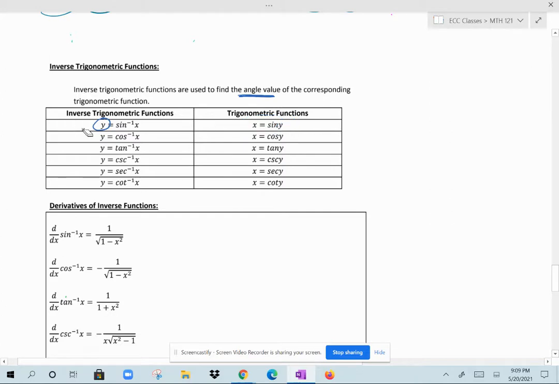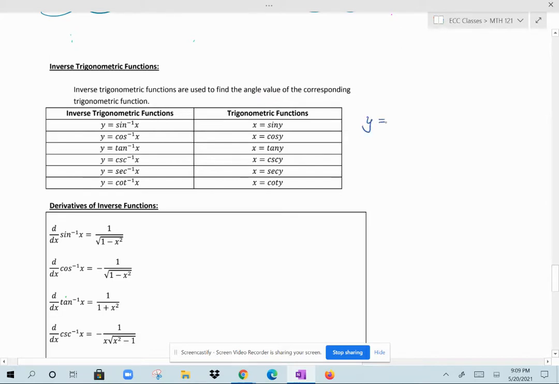And then all the other ones have the same relationship. You have cosine inverse: if y is equal to cosine inverse of x, then x is equal to cosine of y. We have tangent: if y is equal to tangent inverse of x, then x is equal to tangent of y. And the same is true for cosecant inverse, secant inverse, and cotangent inverse. Remember, there are different ways to indicate inverse trigonometric functions.